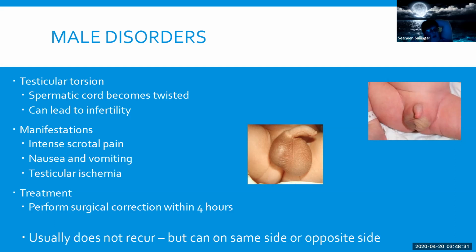So generally speaking, they do an ultrasound to look at the circulation with the spermatic cord, and surgical correction is done fairly quickly. This is a medical emergency, so generally within 4 hours. And what they will do is untwist the spermatic cord and then suture it, or they call it tacking it down, so that it doesn't twist on itself again. And therefore it usually does not recur, but it could on the same side or on the opposite side.